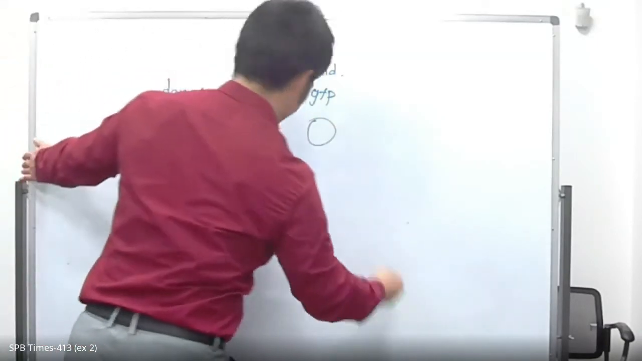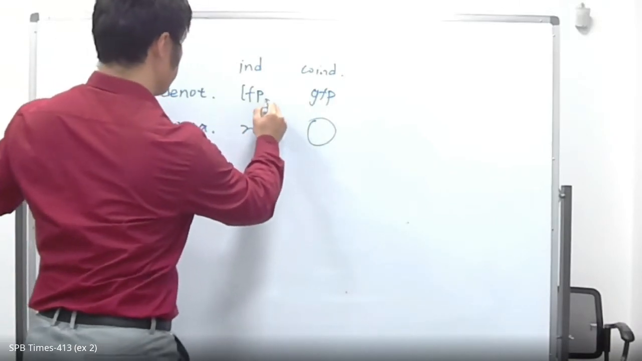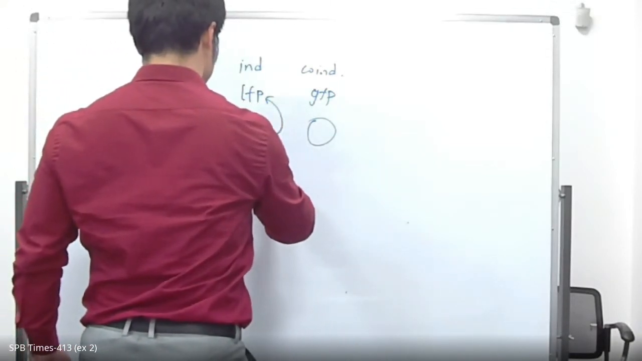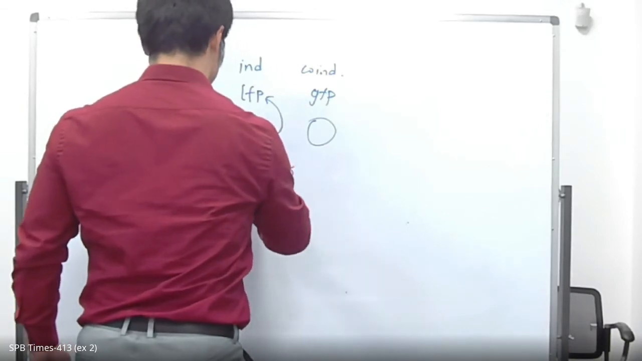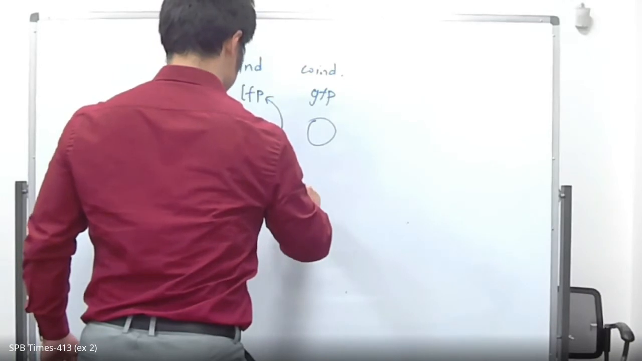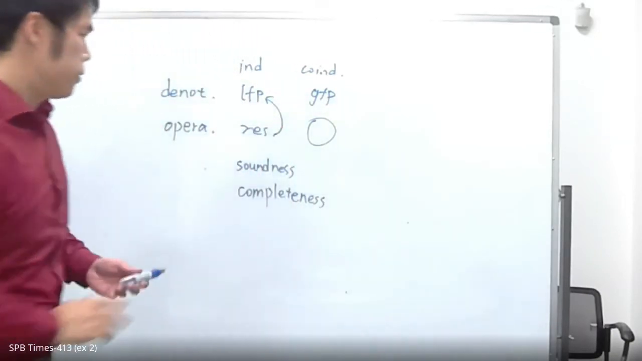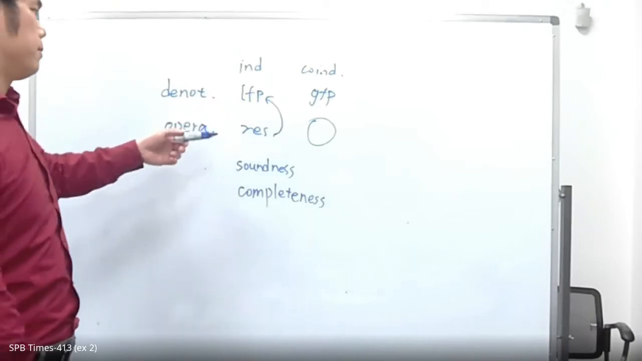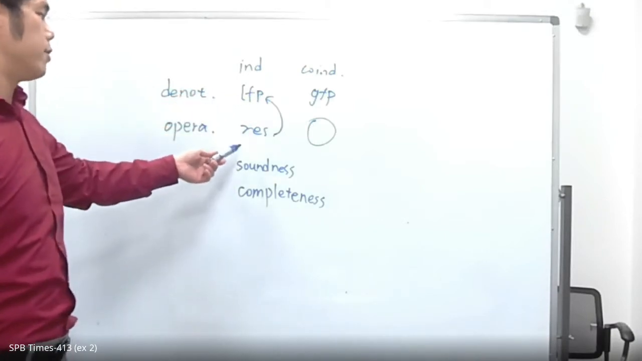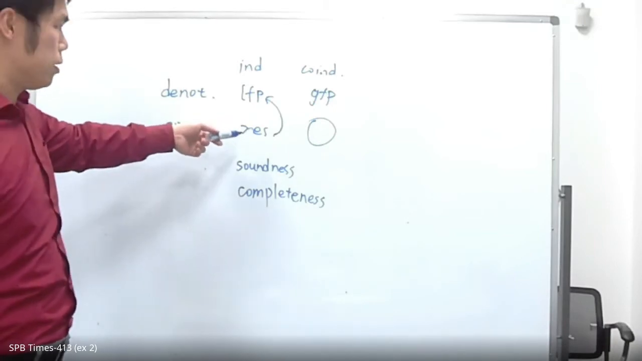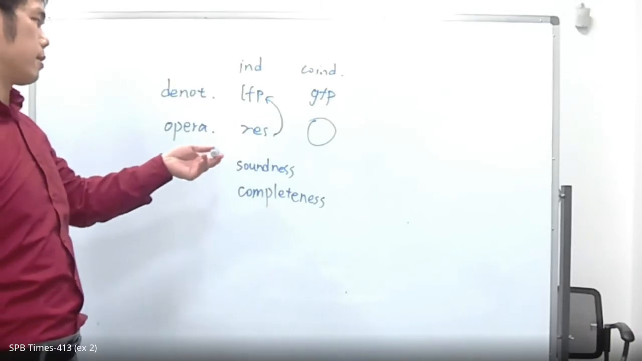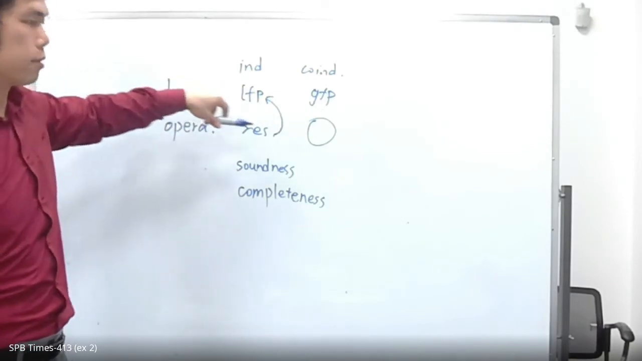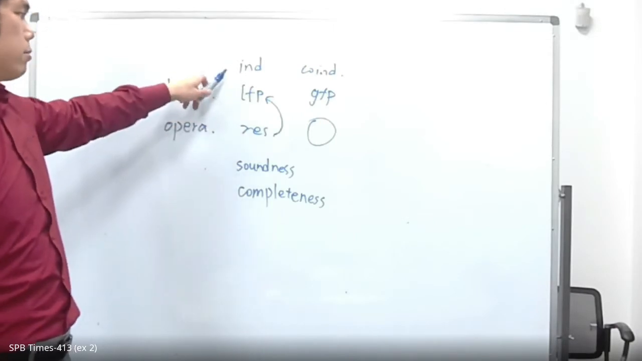Okay, there's this: how they're related. So the resolution rule with respect to the least fixed point. There are two concerns. One is called soundness. The other is called completeness. And we say that the resolution rule is sound and complete with respect to the least fixed point. By soundness we mean everything that can be proved using the resolution rule is also in the least fixed point. And by completeness we mean everything that is in the least fixed point can be proved using the resolution rule.